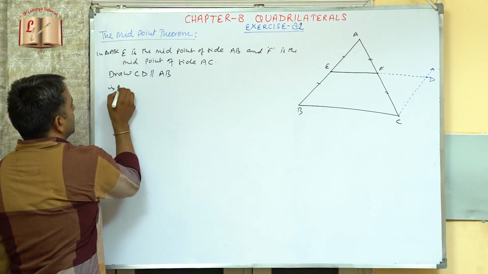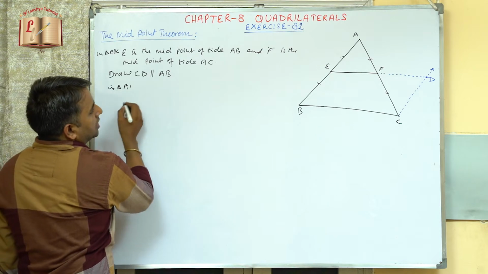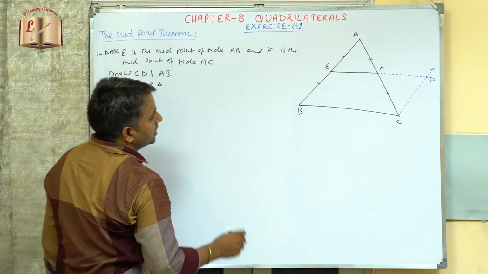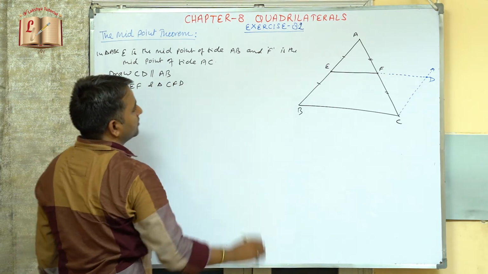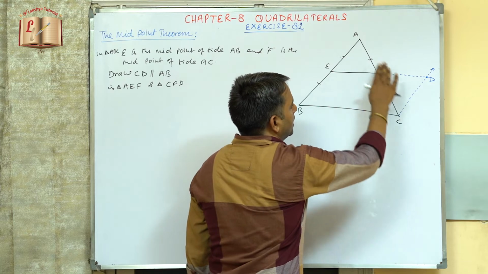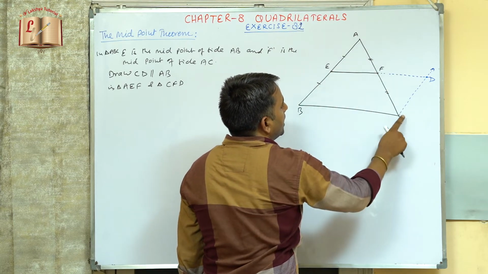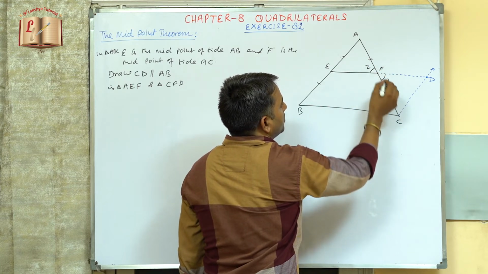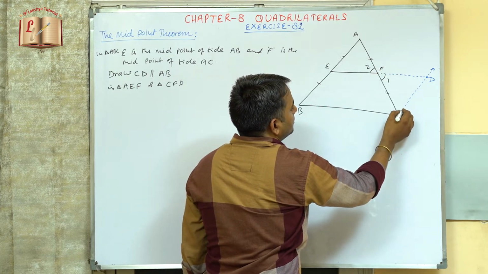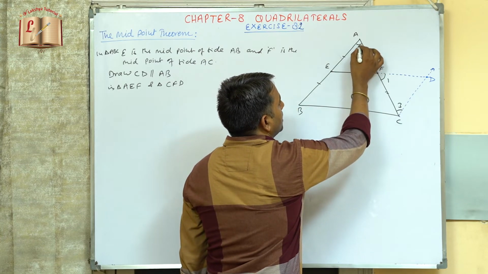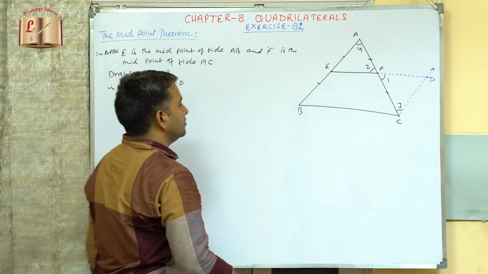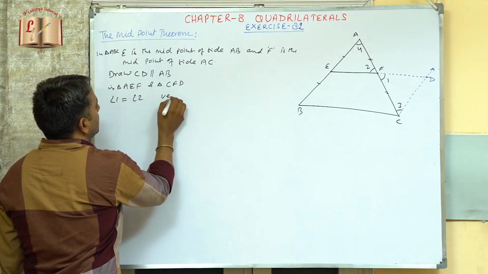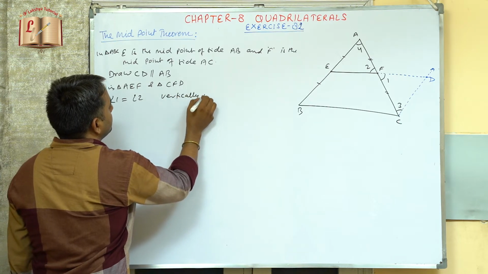Now in triangles AEF and triangle CFD, we will consider these two triangles AEF and CFD. So this angle 1 will be equal to angle 2 and this angle 3 will be equal to angle 4. So we can write angle 1 is equal to angle 2. They are vertically opposite angles.